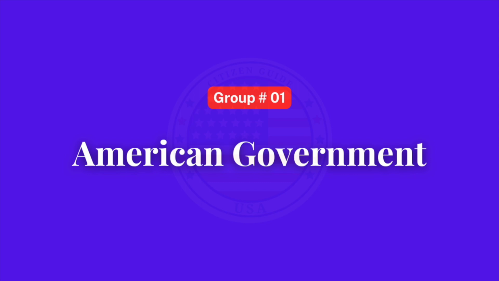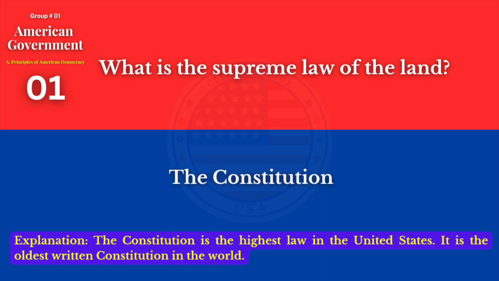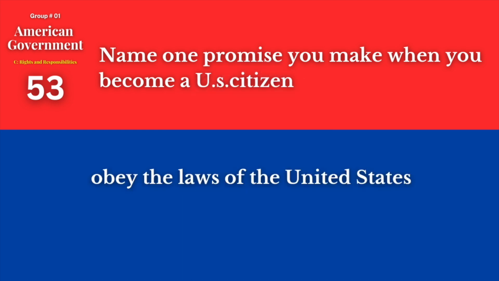Group 1. American government. What is the supreme law of the land? The Constitution. Name one promise you make when you become a U.S. citizen. Obey the laws of the United States.